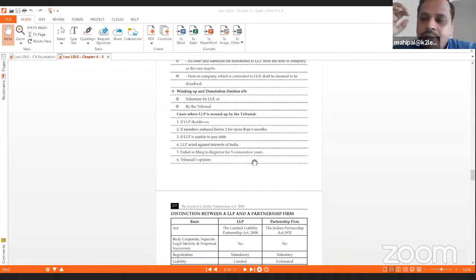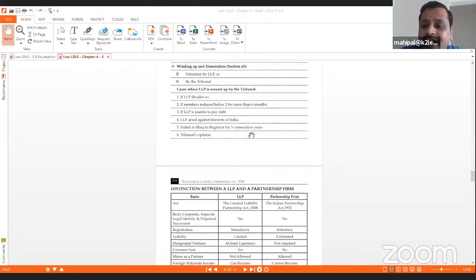My dear friends, in LLP, there could be a few questions which are very, very important. Number 1, characteristics of LLP. Number 2, designated partner. Number 3, process of formation of LLP. What you have to write? First is name reservation. After name reservation, within 3 months, they have to get incorporated. After incorporation, within 30 days, they have to file the documents. Am I clear? And the last important question from the LLP point of view is the difference between LLP and a partnership firm. Clear?